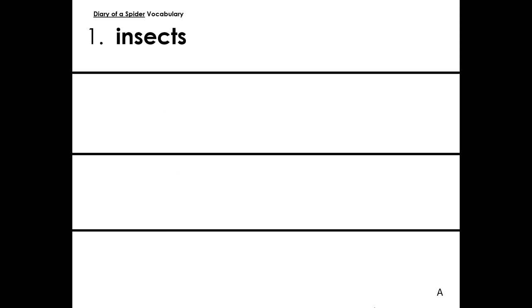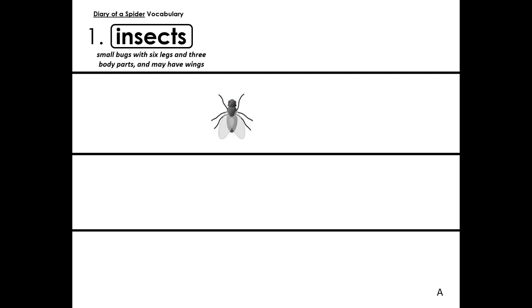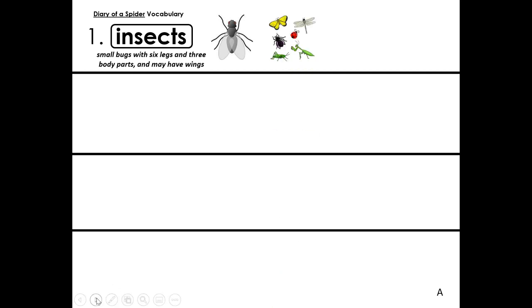So let's review. Make sure you have all 8 words. Number 1, insects. Insects are small bugs with 6 legs and 3 body parts and may have wings. So make sure you have the word insects. If you're going to write the word 3 more times, that's fine. But if you're going to write the synonym, an insect is a small bug. And then you can draw a quick picture.